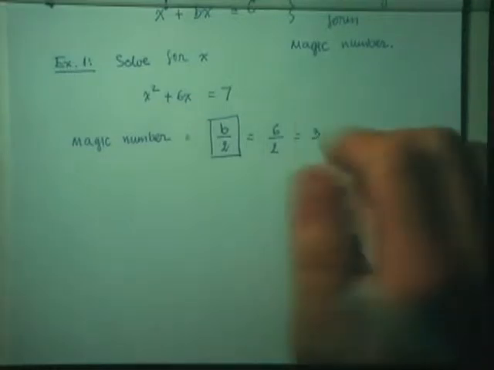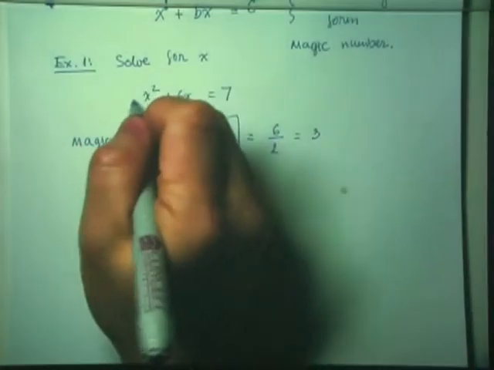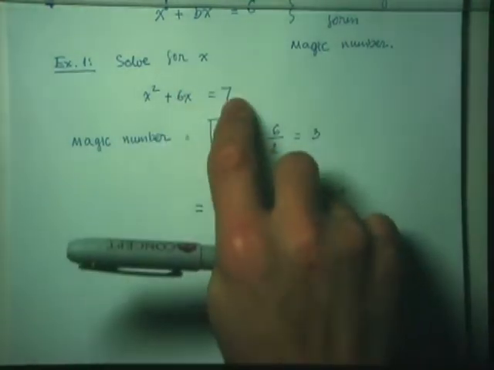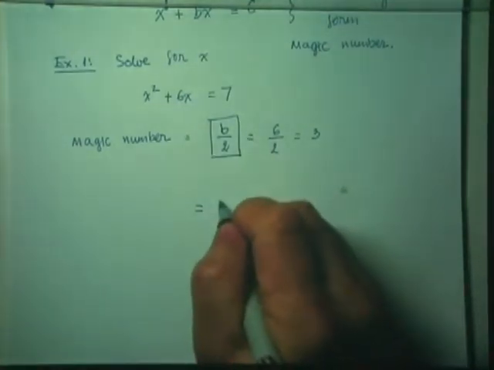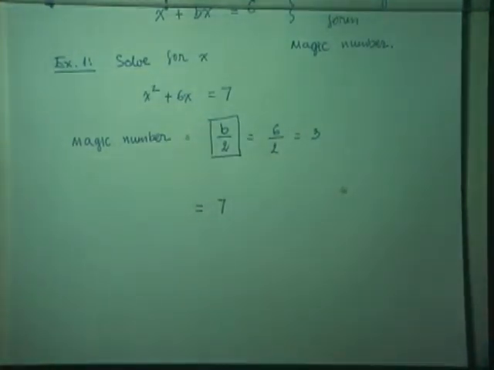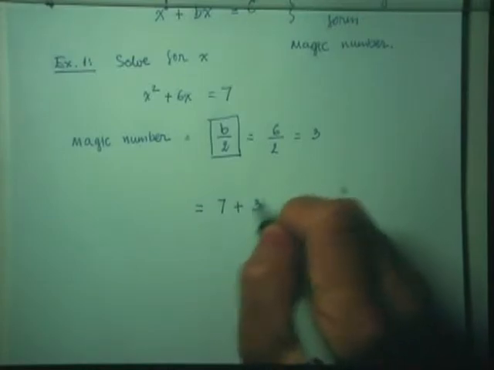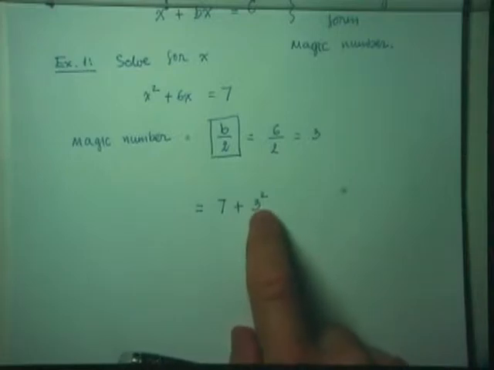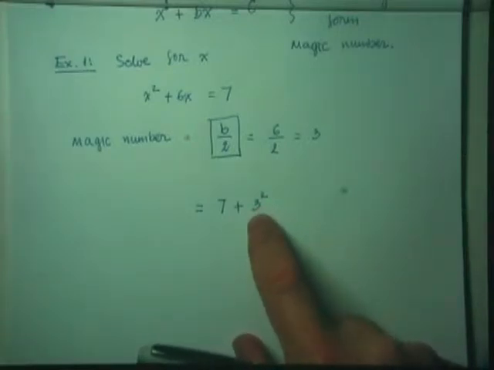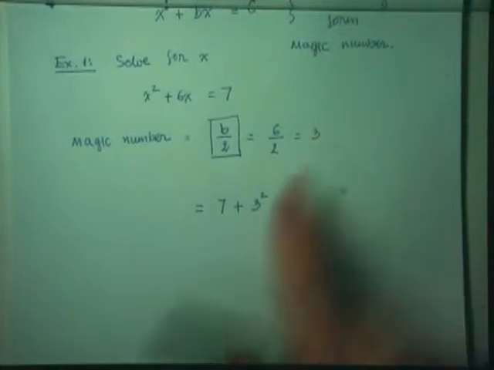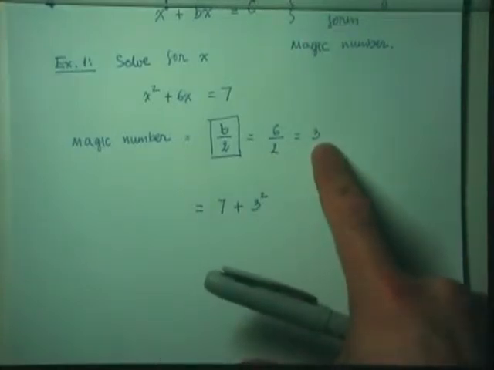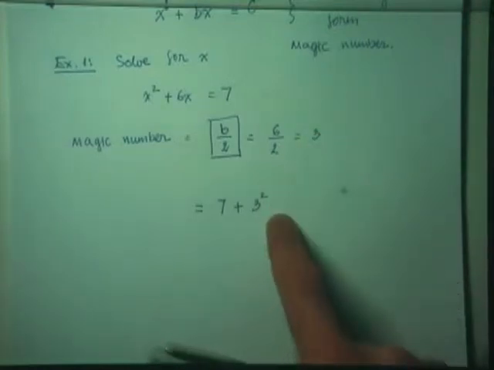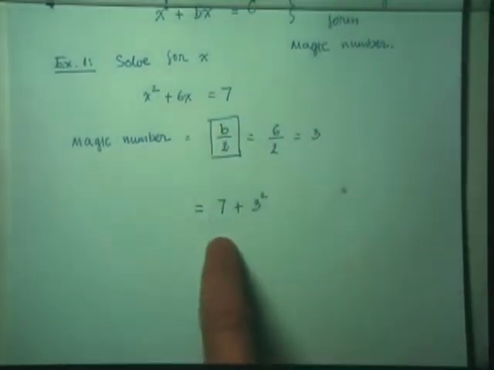Now, once I have found my magic number, this is how it happens. On the right-hand side, to the 7 that's there, I need to add 3 squared. Why squared? Where is 3 squared coming from? 3 squared is simply the square of the magic number we found earlier. So this is what we do: we find the magic number, and we add the square of that magic number to the right hand side of the equation. So that's how I have that.